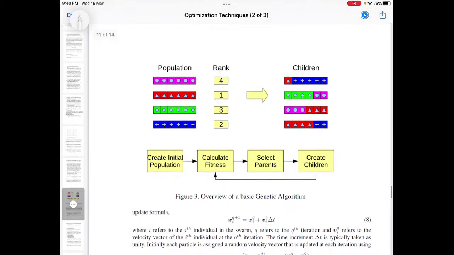Okay, let us see how this algorithm is working. So here this is a basic genetic algorithm. Create an initial population. So you have an initial population, which is somewhat similar to a bee swarm.